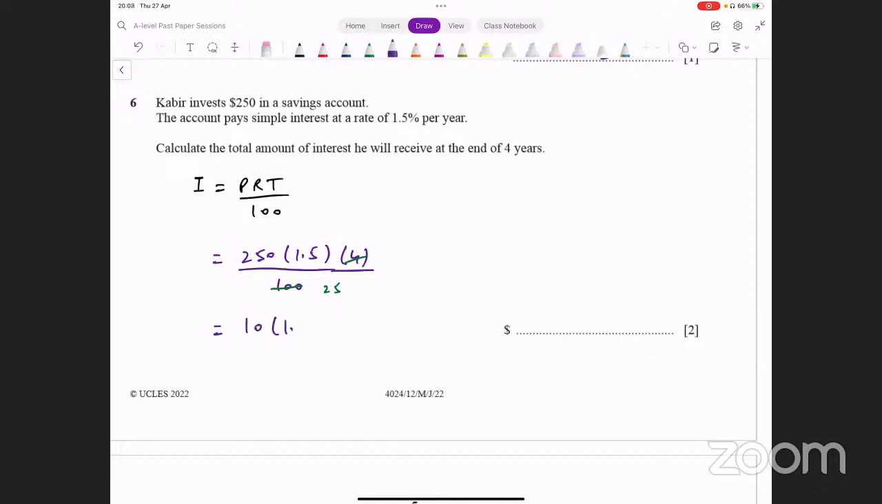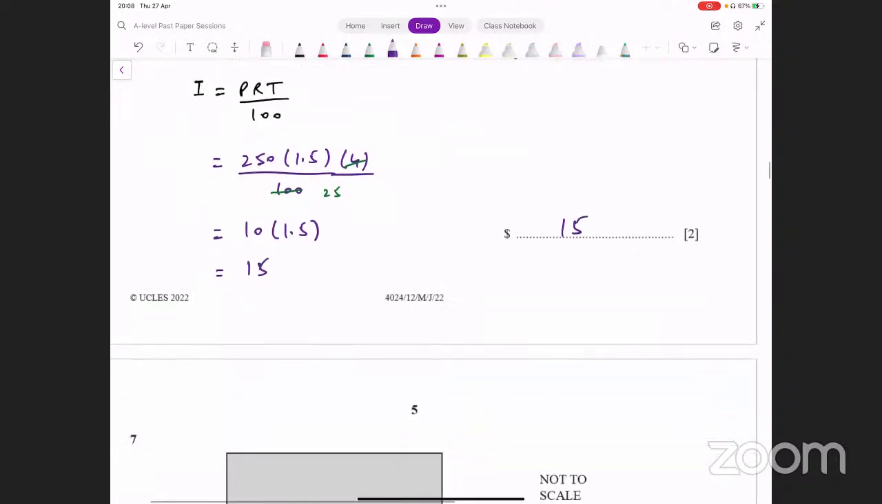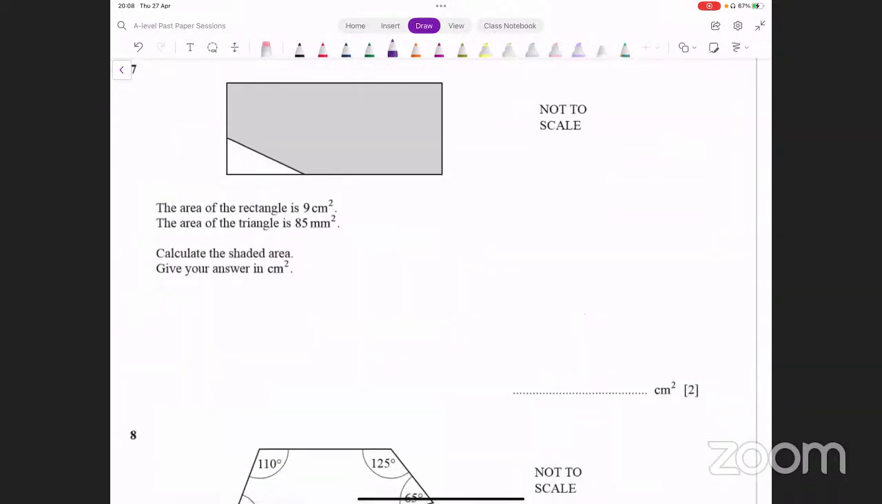So 10 into 1.5. What does that give you? 1.5 into 10. That is going to give you 15. So the answer turns out to be $15, and that's what you write there. Okay. That was question number 6. Let's move on. Question number 7.